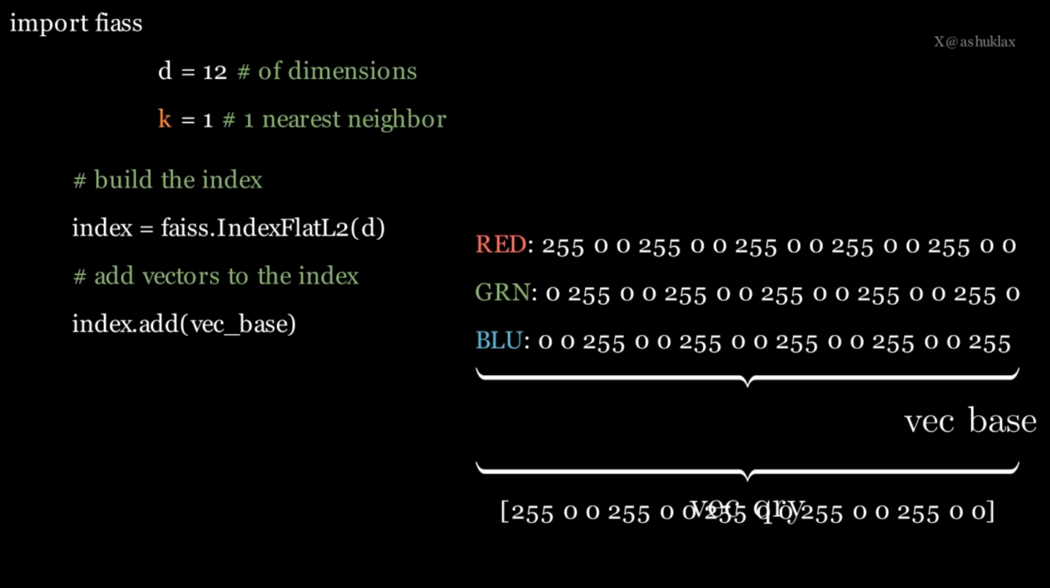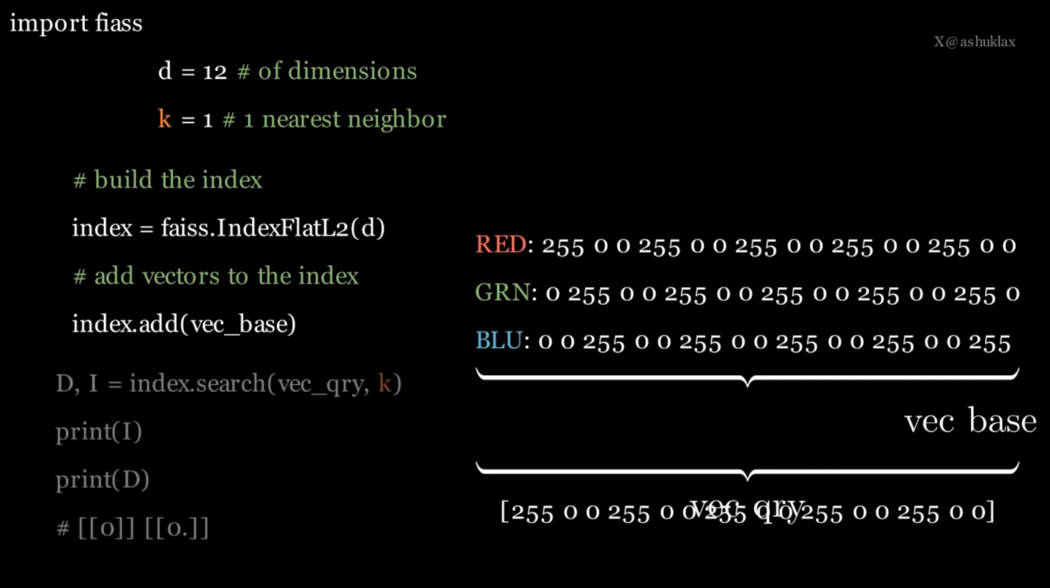Vec_base is assumed to be a NumPy array containing the vectors we want to index. This line performs the search operation. It searches for the k nearest neighbors of the vectors in vec_qry within the indexed vectors. The results are stored in two arrays. D contains the distances of the nearest neighbors. I contains the indices of the nearest neighbors.